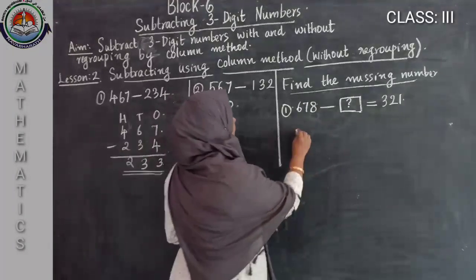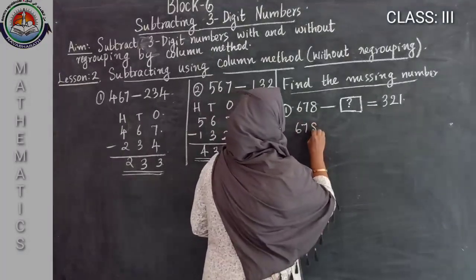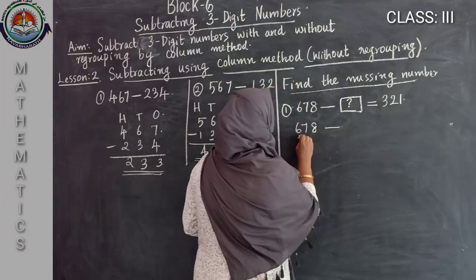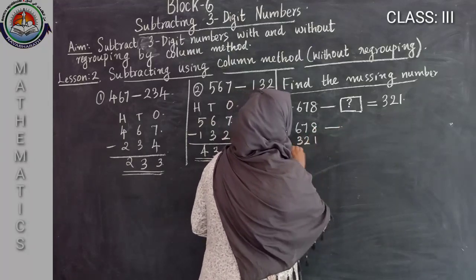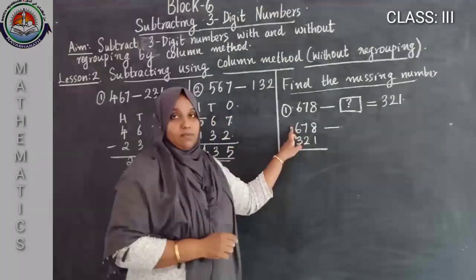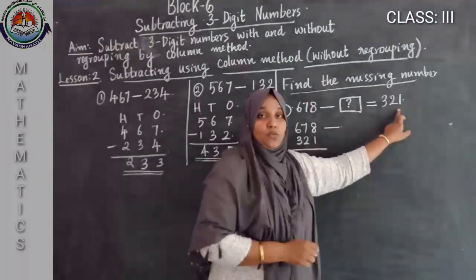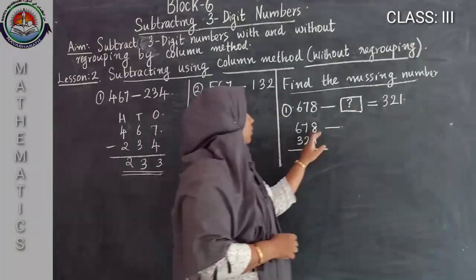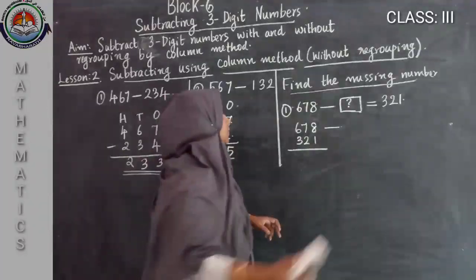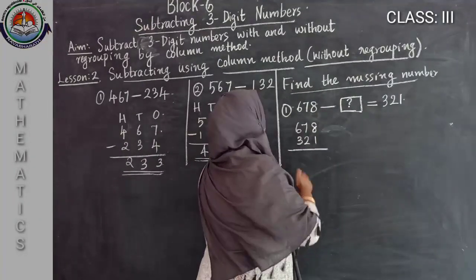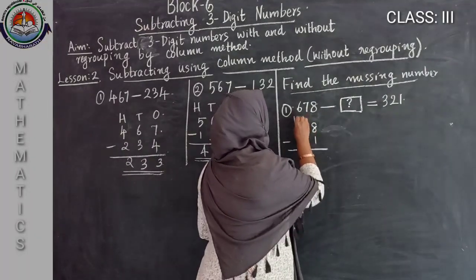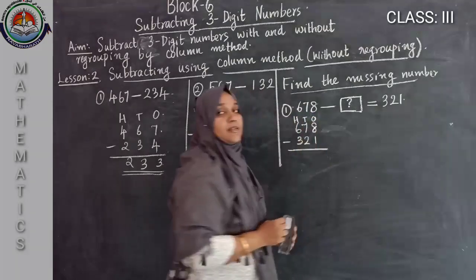Then we can write it as 678 minus 321. The bigger number is 678 and the answer, or difference, is 321. We have to subtract it. We can put the subtract sign here. Here we have hundreds, tens and ones.